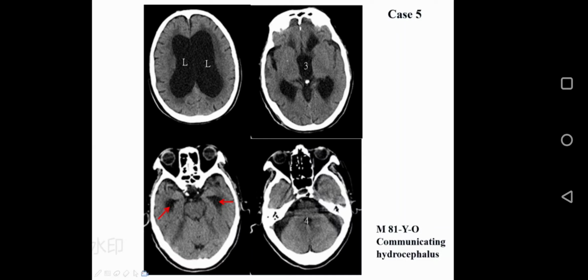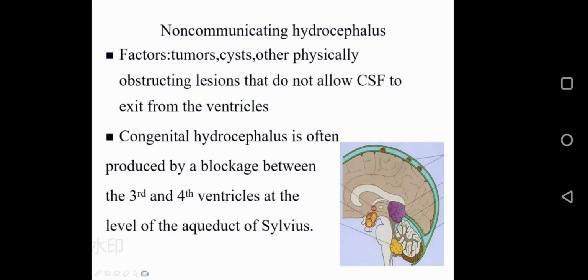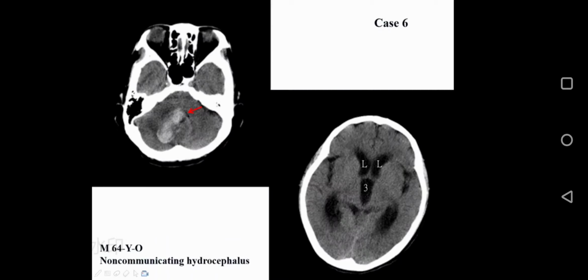the obstructing lesion. This case is caused by a hematoma in the cerebellum, and the fourth ventricle was compressed to cause the hydrocephalus. And this case is caused by tuberculous meningitis, causing expansion of the ventricles, which are hugely dilated. This case is caused by a medulloblastoma. It causes non-communicating hydrocephalus. We can find a huge mass in the fourth ventricle.